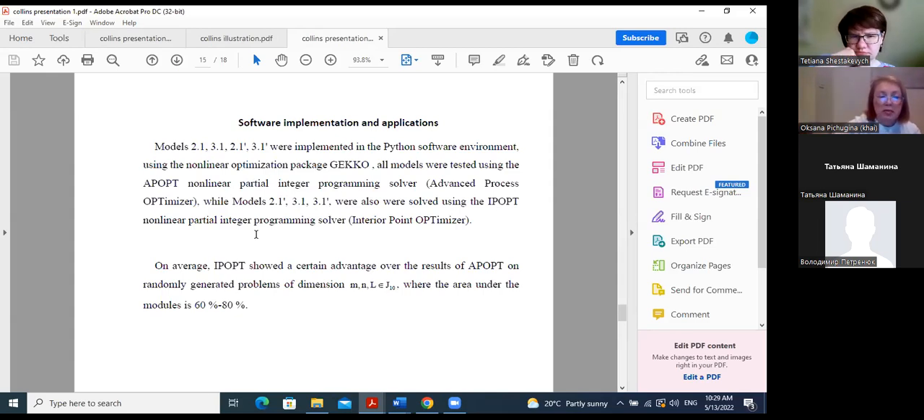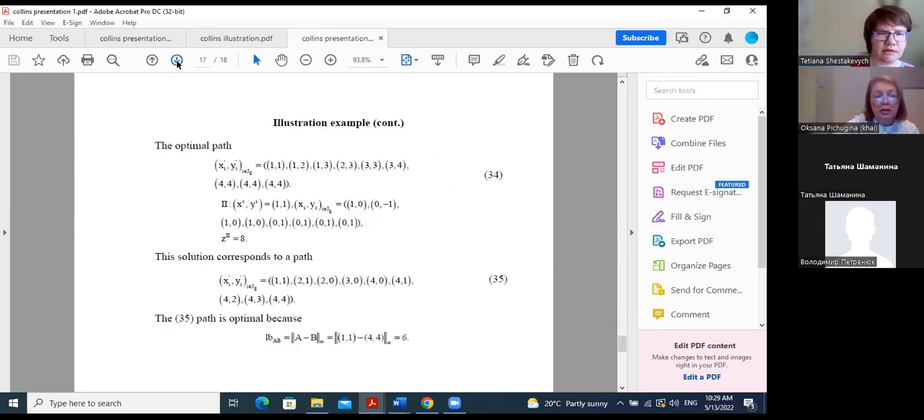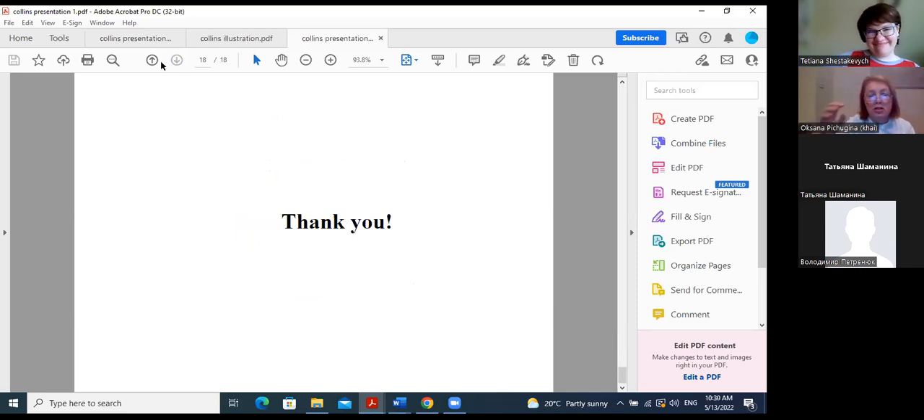And our result is the following: IPOPT showed a certain advantage over APOPT when we took models of size up to 10 by 10. And also there is an area under modulus from 60 to 80%. So this is my presentation. The illustration example that you saw earlier gives us an optimal solution. This is the shortest path, it's clear. And this is some kind of representation of this solution in such a model.